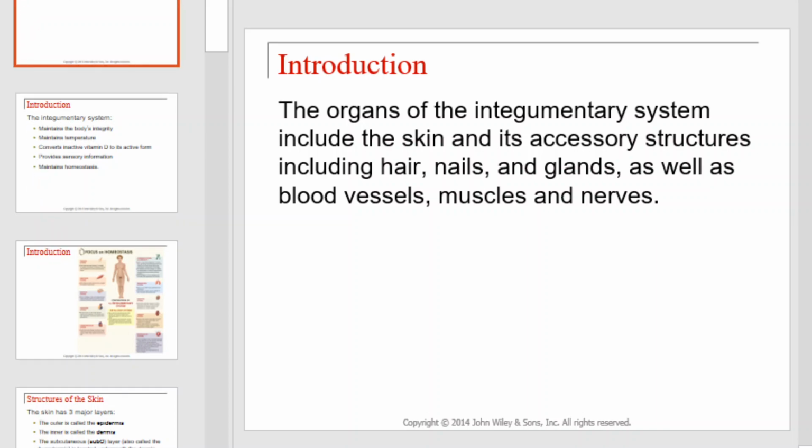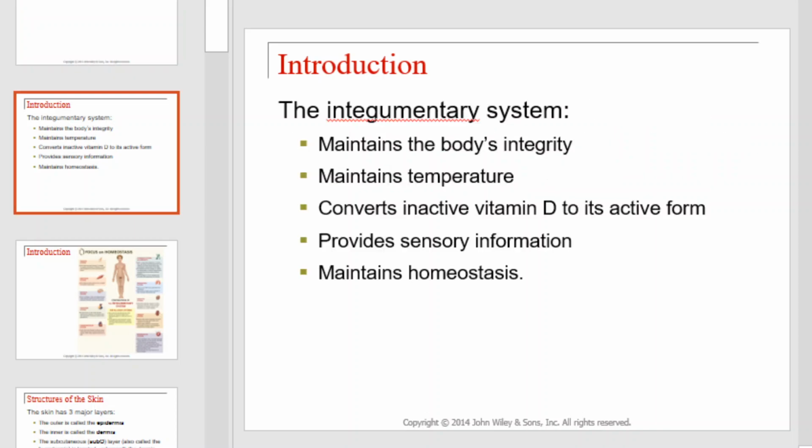We begin by introducing the organs of the integumentary system. The organs of the integumentary system include the skin, its accessory structures, which include the hair, nails, and glands, as well as blood vessels, muscle, and nerves.